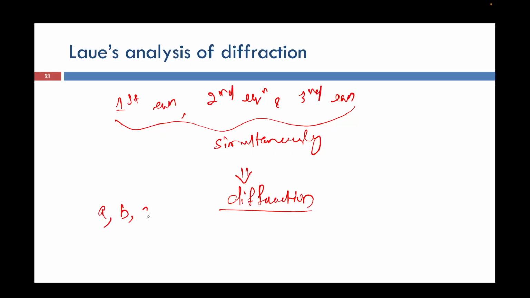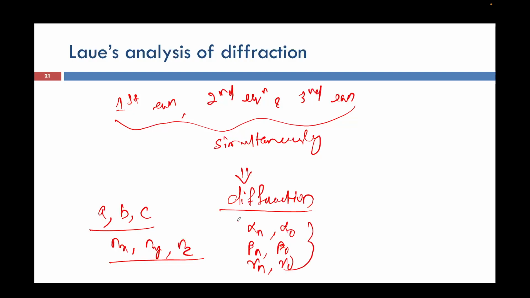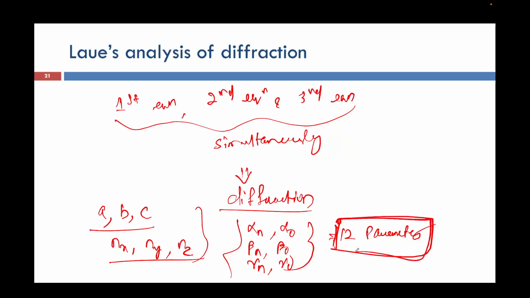What limitation? In three directions you have to know a, b, c, that means the distance between the scattering centers. Also there are nx, ny and nz, that means the order of scattering also you have to know, and then alpha n, alpha naught, beta n, beta naught, gamma n and gamma naught. All these 6 plus 6, that means 12 parameters, you have to know to calculate whether diffraction is taking place or not.